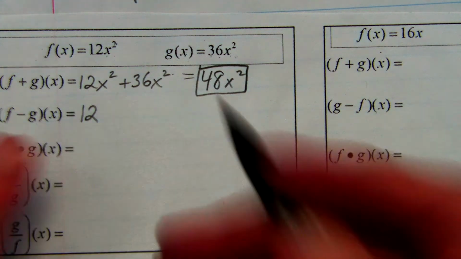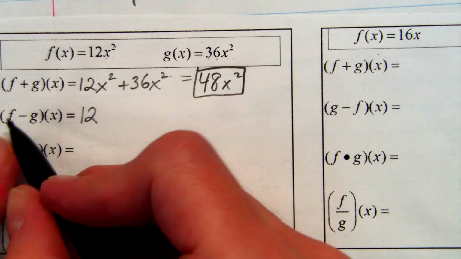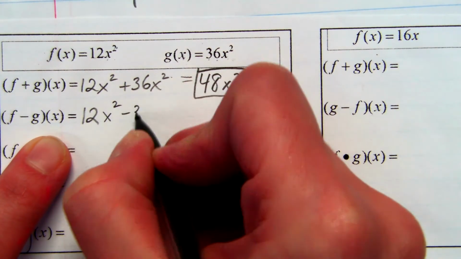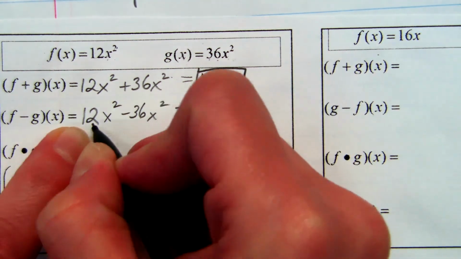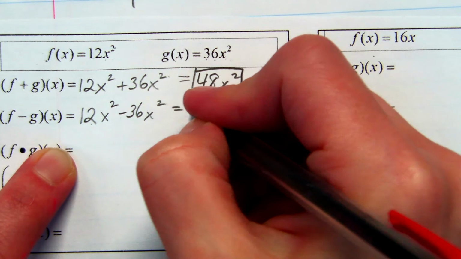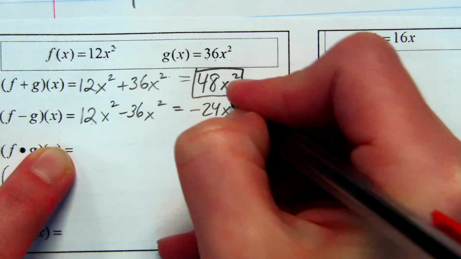Okay, here we go. So we got cut off. We're going to do subtraction now. So in the next one, same functions, but we're subtracting. So we have to take 12 minus 36, which should be negative 24x squared.